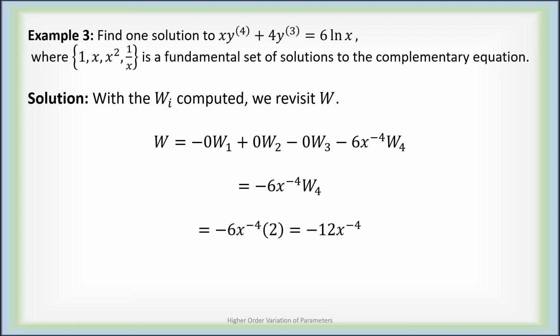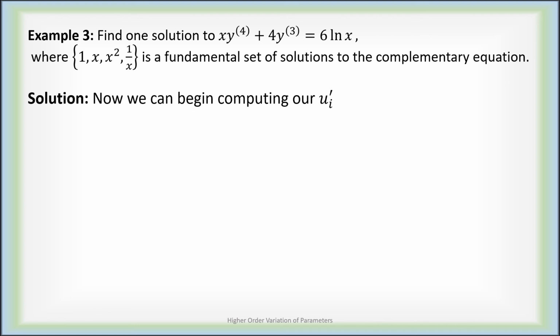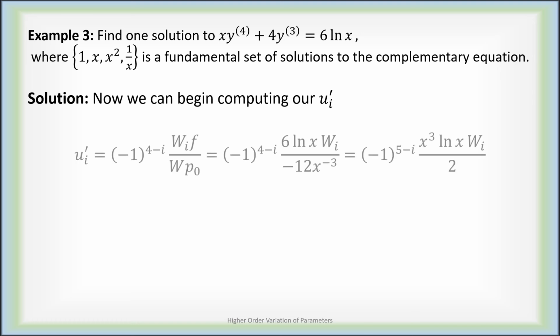W4 was just 2. So overall, W is just negative 12x to the minus 4 power. W P naught, the leading coefficient of the differential equation, is x. So if I multiply W by x, I get negative 12x to the minus third. Now we can start computing the derivatives, u1 prime, u2 prime, u3 prime, u4 prime.